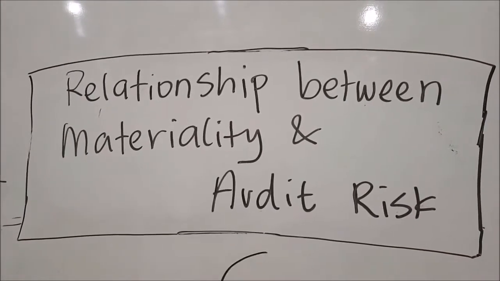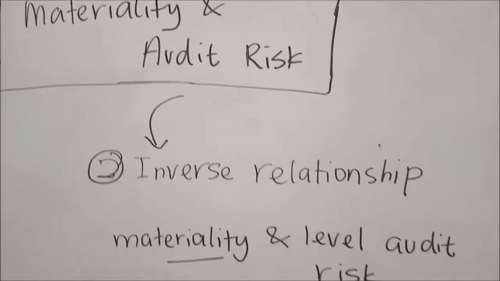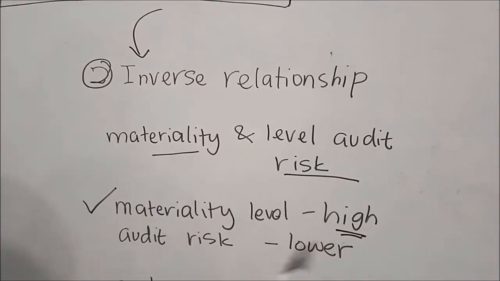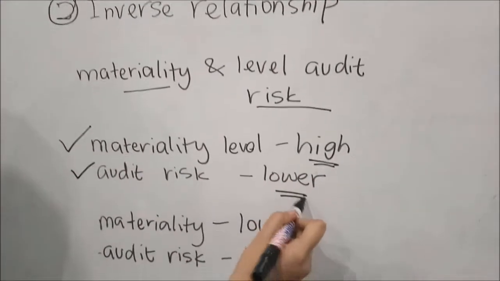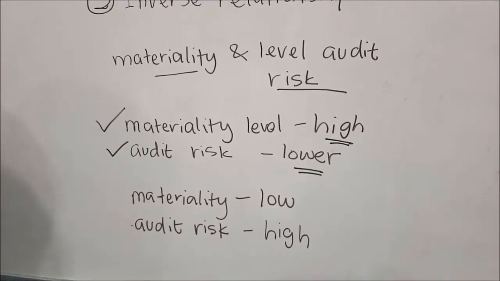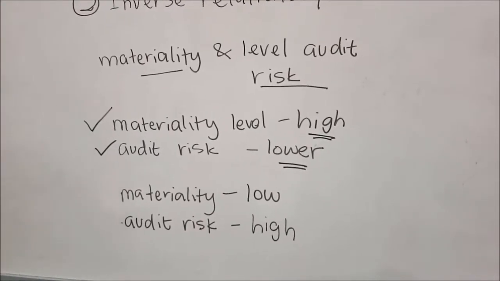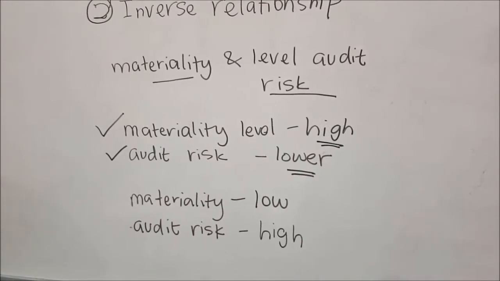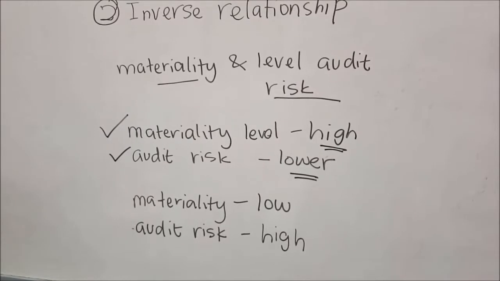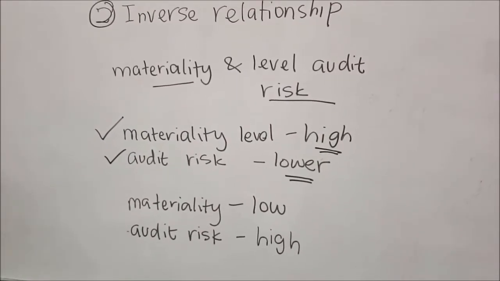There is an inverse relationship between materiality and the level of audit risk. The higher the materiality level, the lower the audit risk, and vice versa. The auditor takes the inverse relationship between materiality and audit risk into account when determining the nature, timing, and extent of audit procedures. For example, if after planning for specific audit procedures, the auditor determines that the acceptable materiality level is lower, then audit risk is increased.